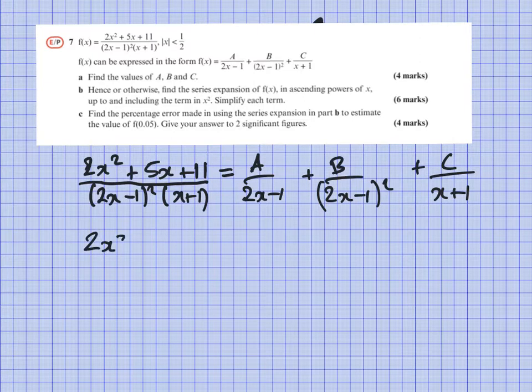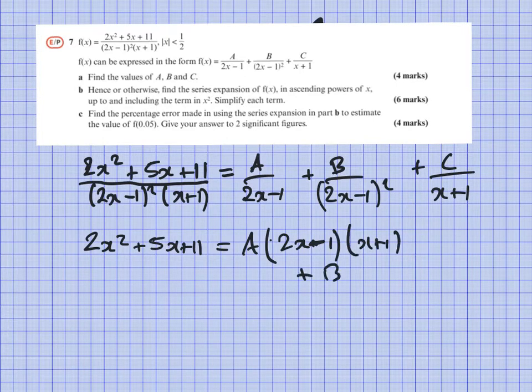So 2x squared plus 5x plus 11 equals a. Now this needs to be times by 2x minus 1 and x plus 1, plus b times, well, that only needs to be times by x plus 1, plus c times, that needs to be times by 2x minus 1 squared. Right, so we've got that sorted.